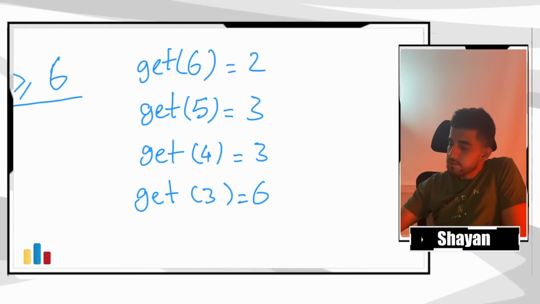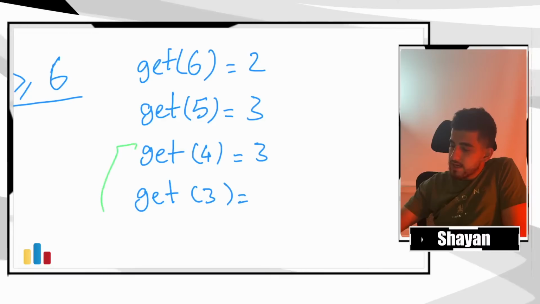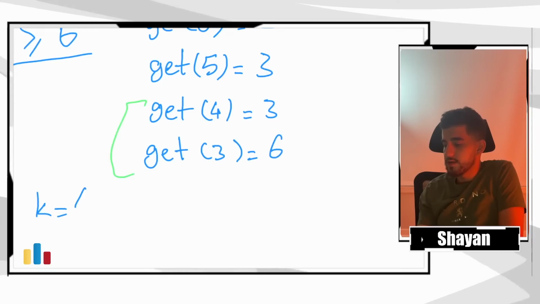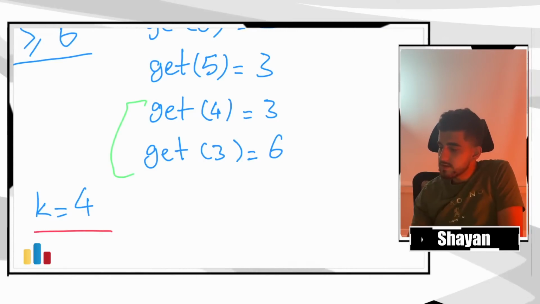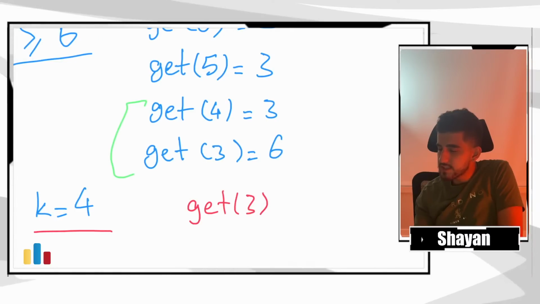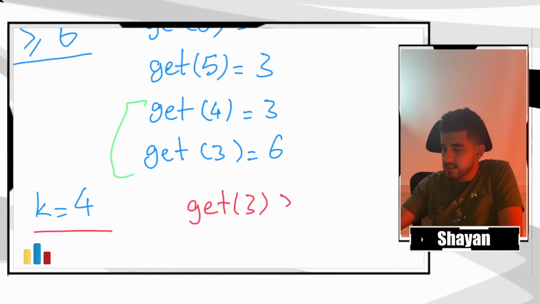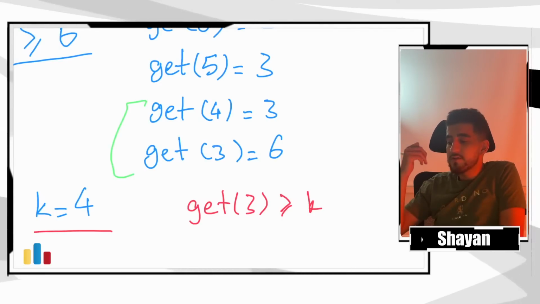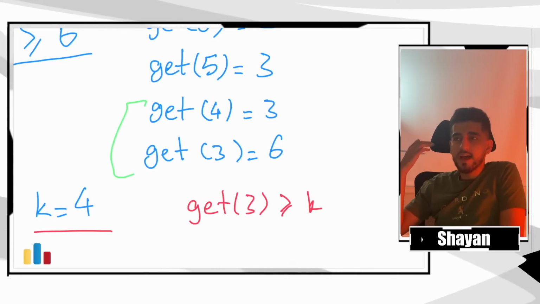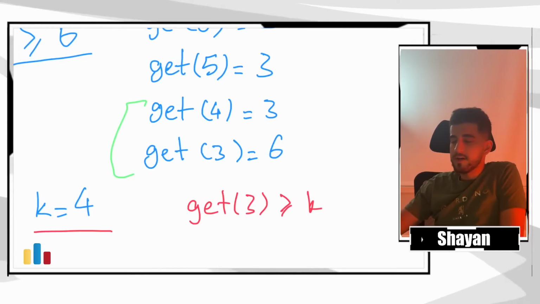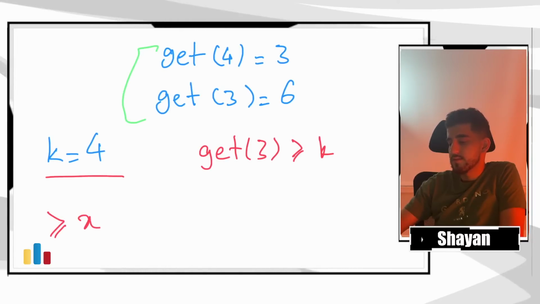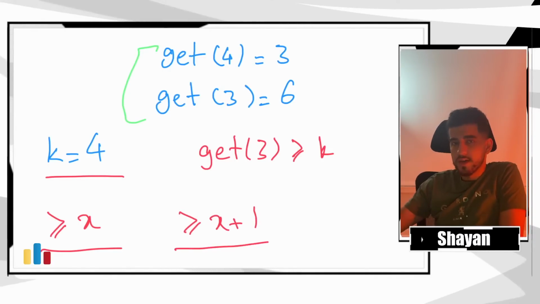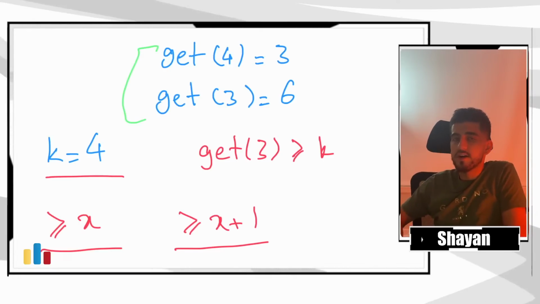So the point is that now when you find this, I know that get of 3 is 6. I know that my k is 4, right? So 3 is the maximum number such that get of 3 is 6, and is at least k. 3 is the first number such that get of 3 is at least k. But I know that get of 4 is not at least k. So if I do the greedy algorithm, all of my operations are on numbers greater than or equal to x, but not all on numbers greater than or equal to x plus 1. Which means that one of my operations is on x itself.